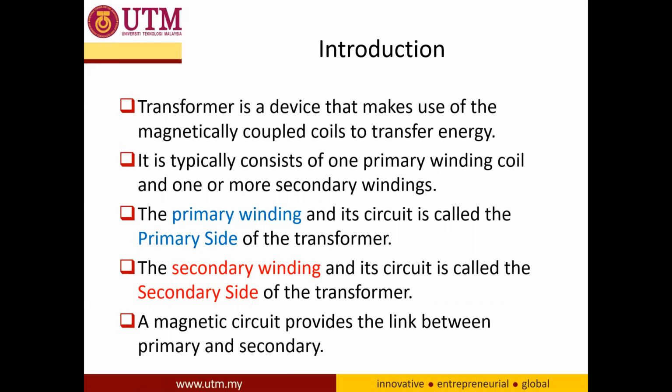The transformer in its basic form is an electromagnetic device that has two windings, what we call the primary side, and the second winding, which we call the secondary side. Between the primary and secondary, there is no electrical connection. Both coils are connected through the flux linkage.